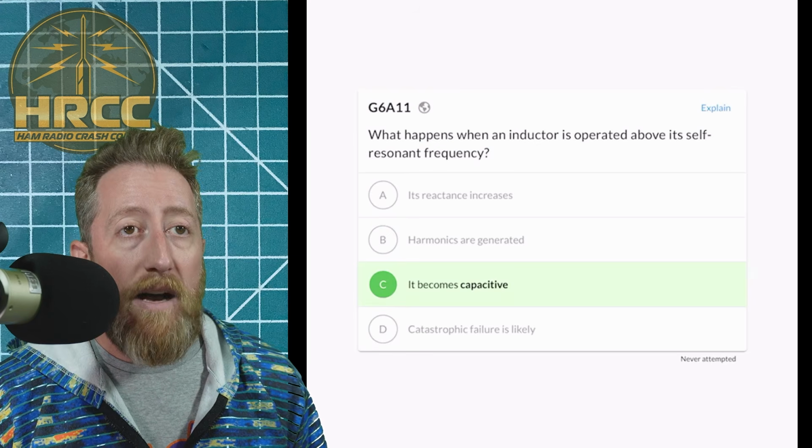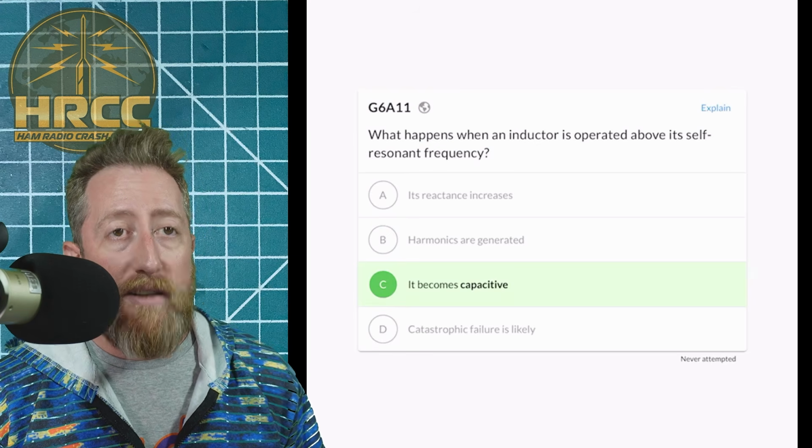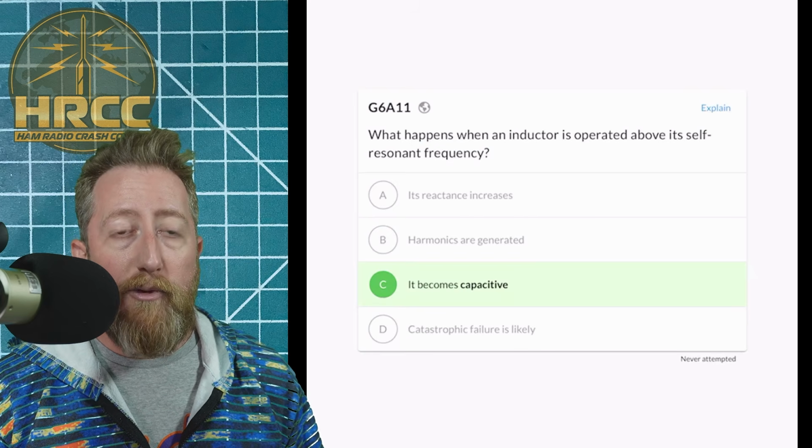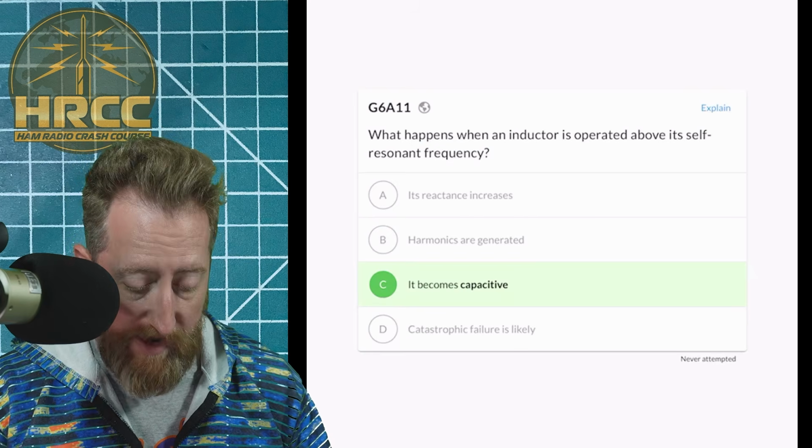Question 11, what happens when an inductor is operated at its self-resonant frequency? And it's C, it becomes capacitive. So if you have an inductor and it is self-resonant, it's a capacitor at that point.